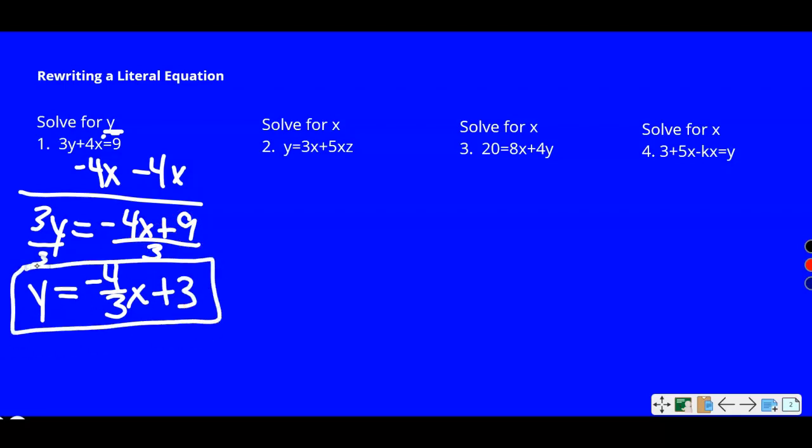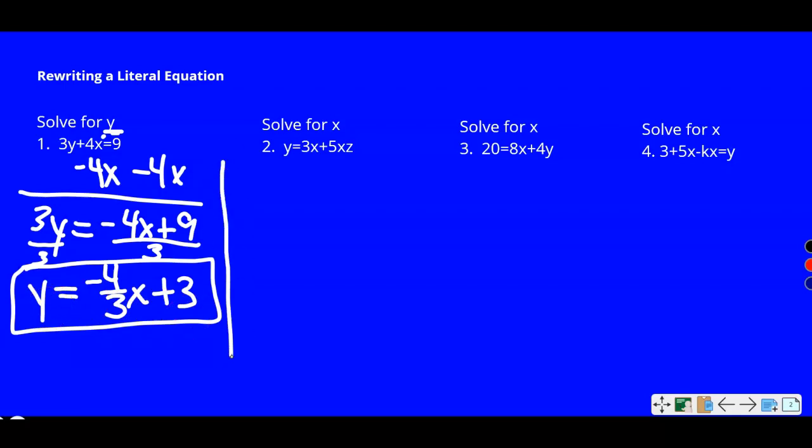This is considered a literal equation because it has x and y. It has two variables there, and we solved for y. So we rewrote this equation in terms of y.